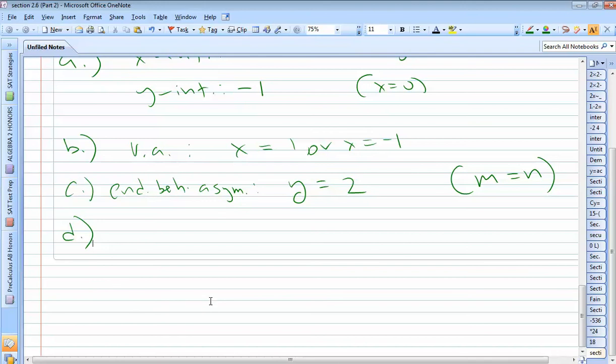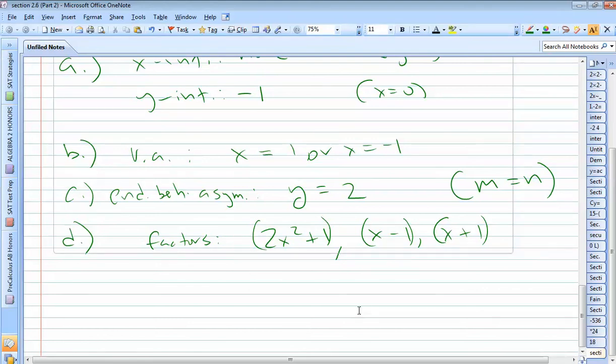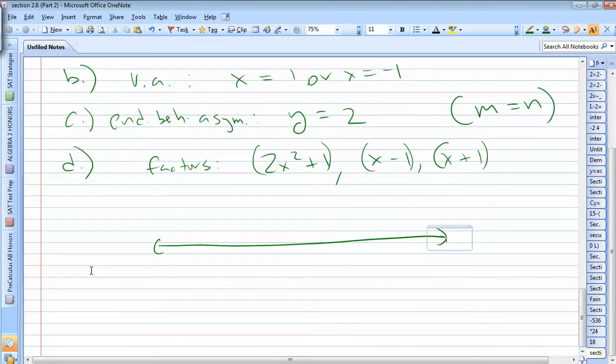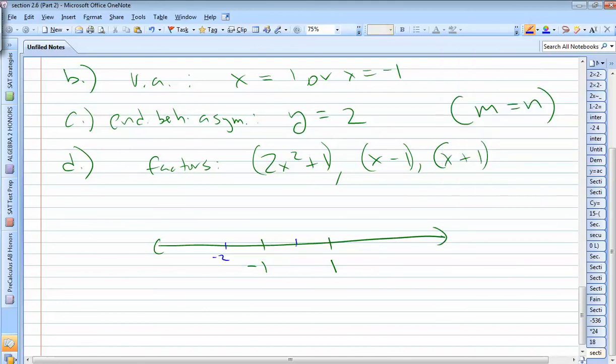Okay, and then for D, for the sign chart, our factors. What was that? To figure out whether the graph is above or below the x-axis for each interval. The end behavior asymptote doesn't tell you how the middle of the graph behaves. That's why we're doing this. So our factors are those. 2x squared plus 1 can't factor. So we do a sign chart. Now what are the zeros of all these factors? That's it, because the other zero is going to be imaginary. Remember, this is for f of x, and f of x equals 2x squared plus 1 over x minus 1, x plus 1.